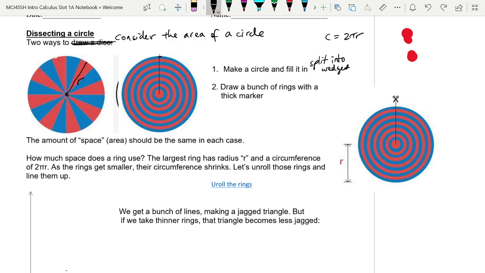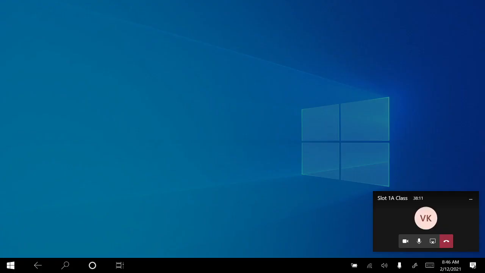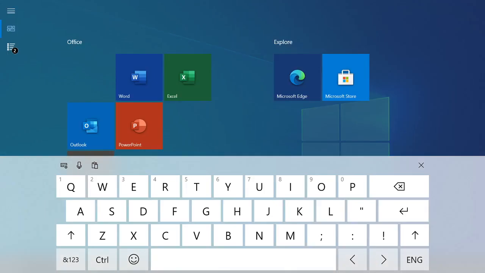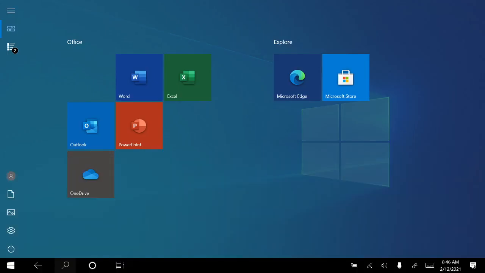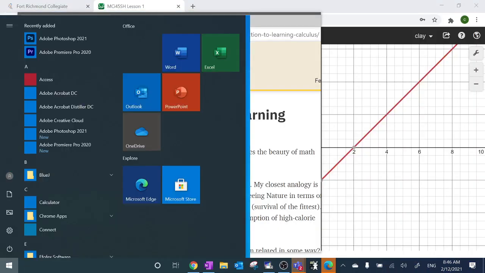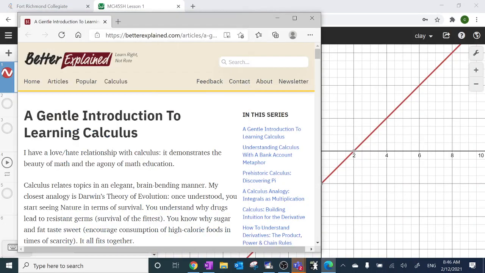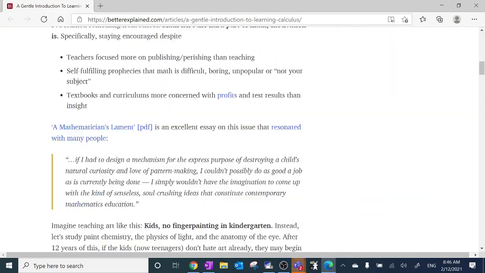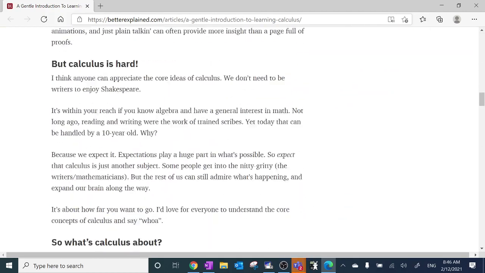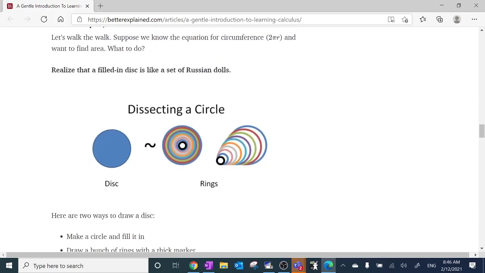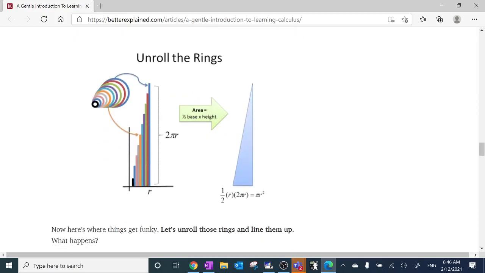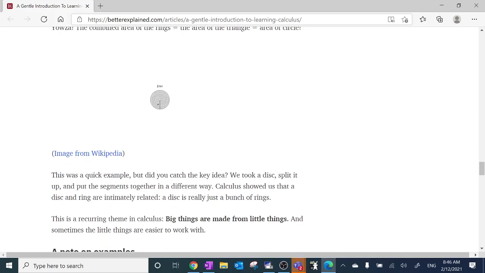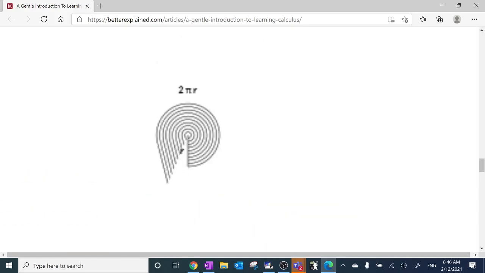Let me see if I can show you a quick animation. I bet it's because I'm in tablet mode. Let me go back. There we go. Let me show you what that looks like as a little animation here. Unrolling the rings. Can you see that? Nice little animation of that.